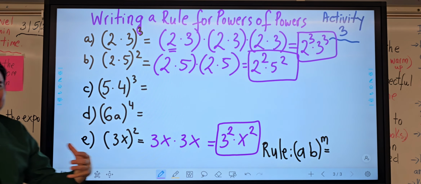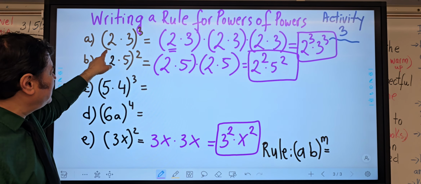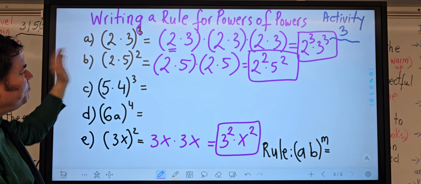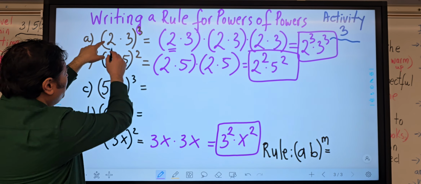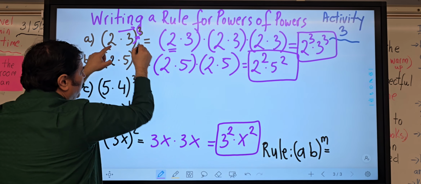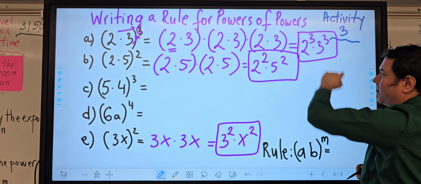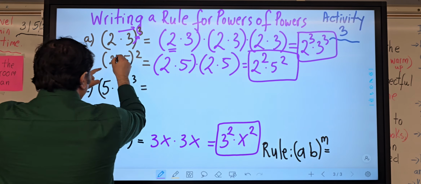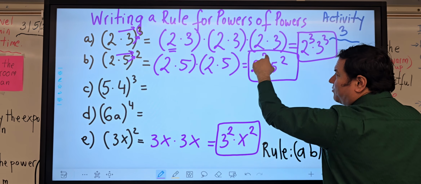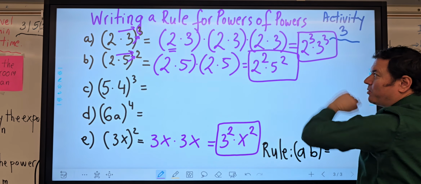And again, after you've been working for a few minutes, you will discover that anytime we have a base times another base, all raised to an exponent, the rule would be each base has to be raised to that exponent. Okay? Each base has to be raised to that exponent. You see that? 2 to the 3rd power times 3 to the 3rd power. The same here, it's going to be 2 to the 2nd power times 5 to the 2nd power. The base stays the same, raised to that exponent, times the 2nd base raised to the same exponent.